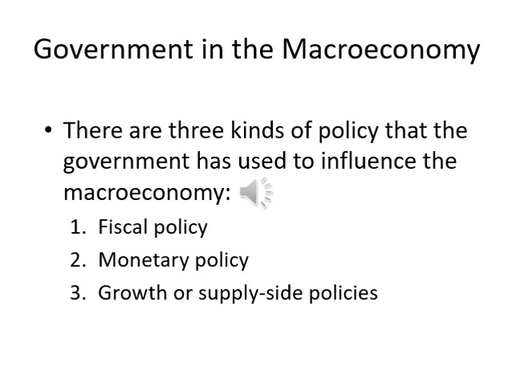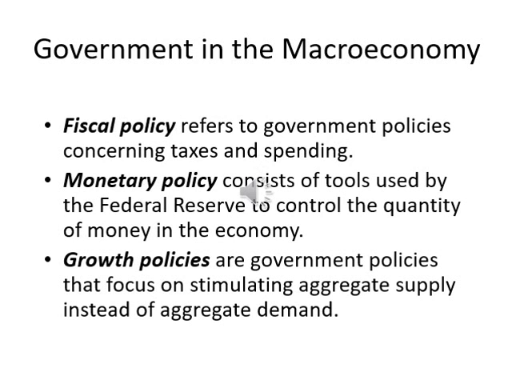There are three kinds of policy that the government has used to influence the macroeconomy: 1. Fiscal policy, 2. Monetary policy, 3. Growth or supply-side policies. Fiscal policy refers to government policies concerning taxes and spending. Monetary policy consists of tools used by the Federal Reserve to control the quantity of money in the economy. Growth policies are government policies that focus on stimulating aggregate supply instead of aggregate demand.